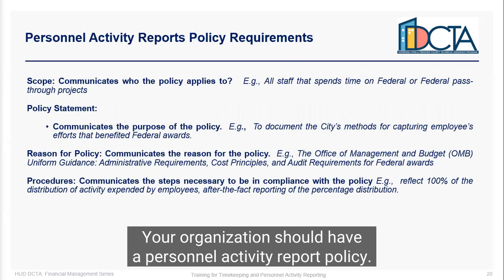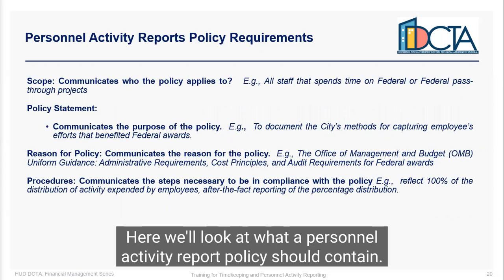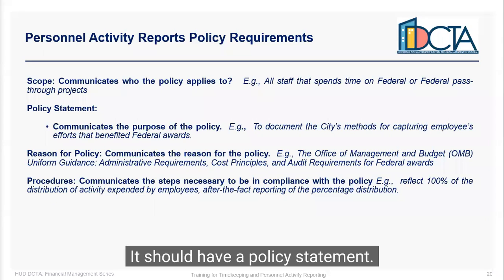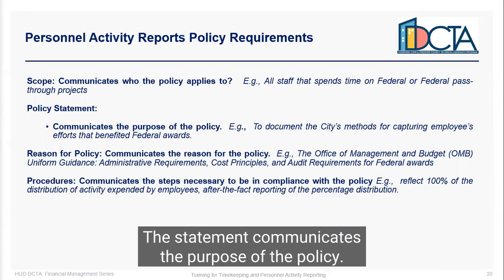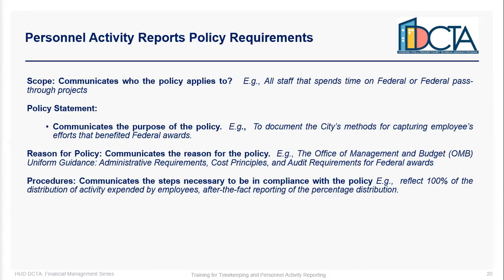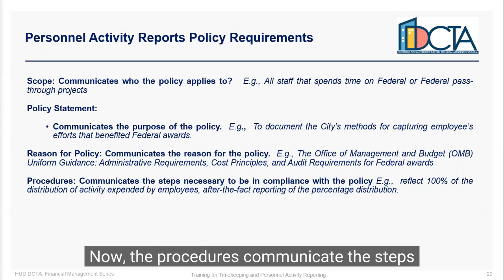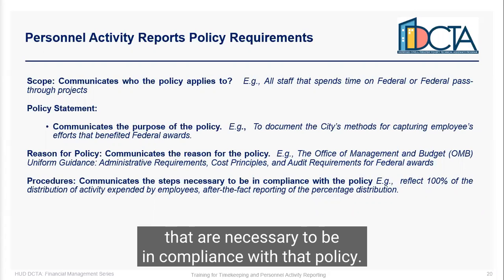Your organization should have a personnel activity report policy. Here we'll look at what a personnel activity report policy should contain. It should contain a scope, and that scope communicates who the policy applies to. It should have a policy statement. The statement communicates the purpose of the policy. It should also state the reason for the policy. And it should detail the procedures. Now, the procedures communicate the steps that are necessary to be in compliance with that policy.